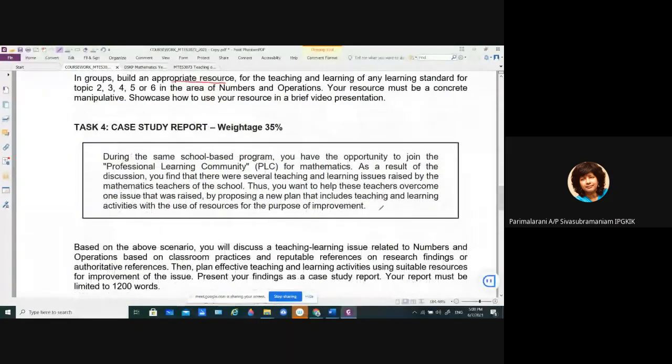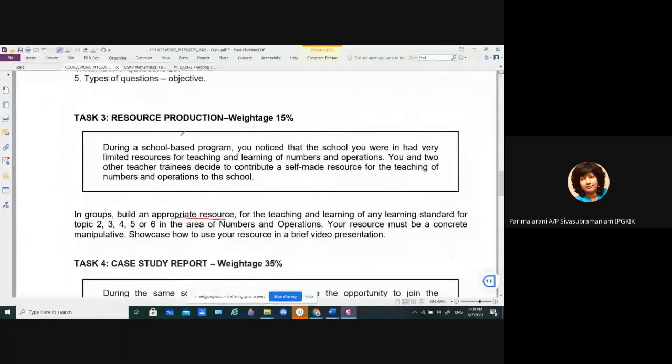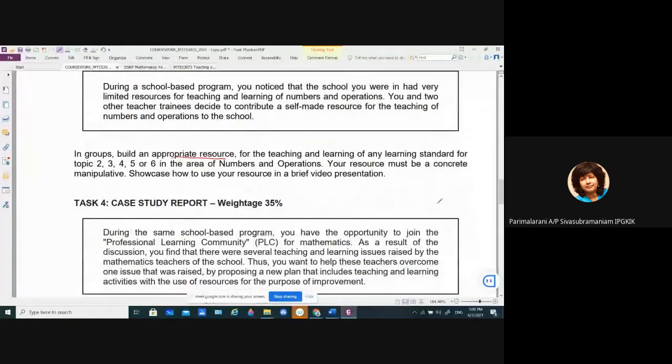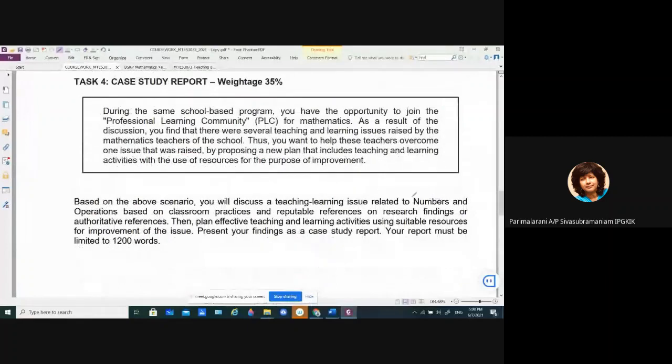Okay, so now task 4, case study report. This is 35%. So task resource production was 15%. Okay, so this is very much higher, 35% individual work. During the same school-based program, you have the opportunity to join the professional learning community for mathematics. As a result of the discussion, PLC is a group that meets and discuss about teaching and learning mathematics. Okay, so as a result of the discussion, you find that there were several teaching and learning issues raised by the mathematics teachers of the school.